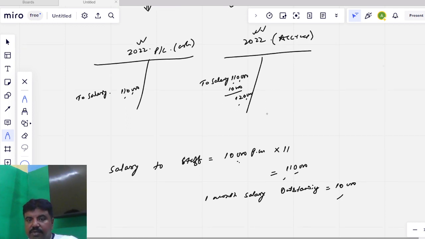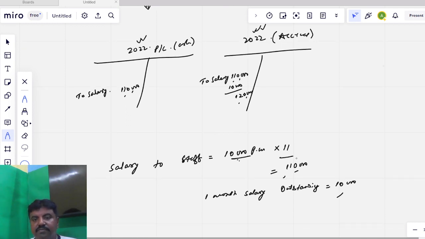As in this example, as you can see, the salary paid is 1,10,000. That's for 11 months. 1 month salary is not yet paid. But accrual basis says, since this 1 month salary also relates to 2022, you have to consider it as an expense of 2022. So that's why 1,10,000 I have already paid, 10,000 is outstanding, so the entire amount of salary expenditure is 1,20,000.